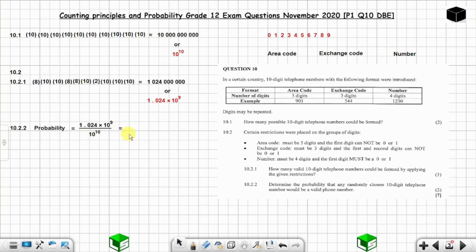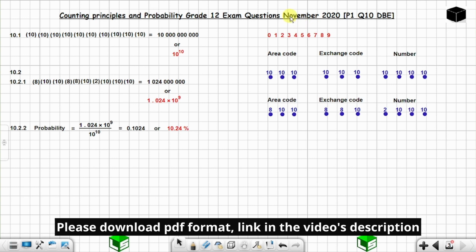This is equal to 0.1024. So the probability can be expressed like this or in percentage. So we are done with question 10 from November 2020.